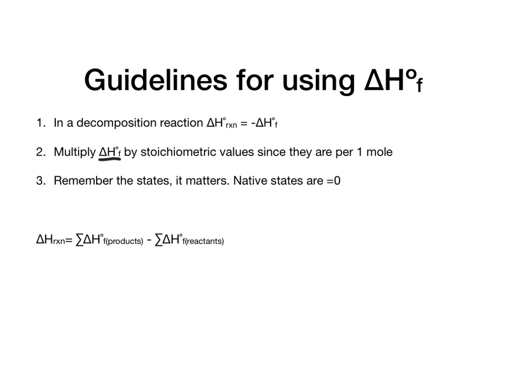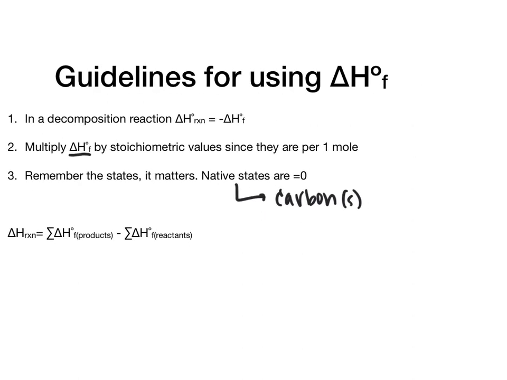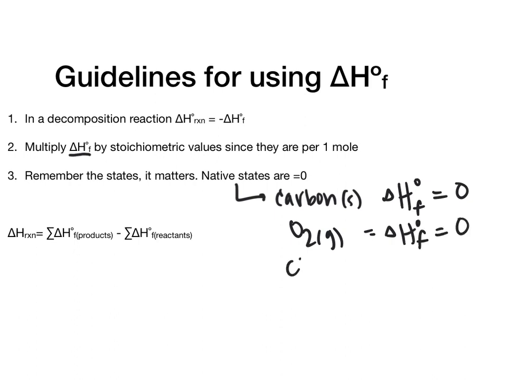The other thing is, you'll notice on the table, if you look back, there isn't anything in its native state. So a native state is something like carbon solid, delta H naught F equals 0. O2 gas, delta H naught F equals 0. Chlorine gas, delta H naught F equals 0. So anything in its native state requires no energy to form it.